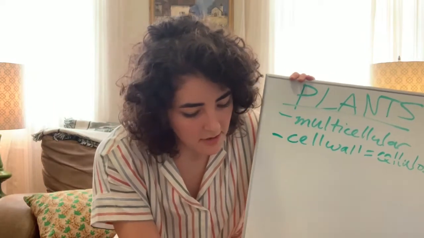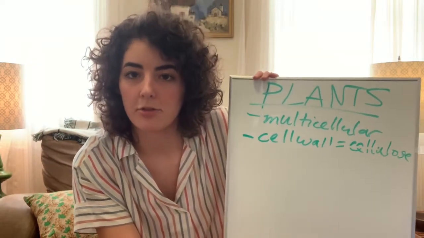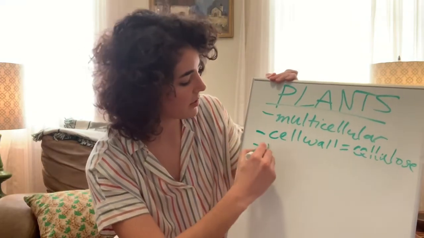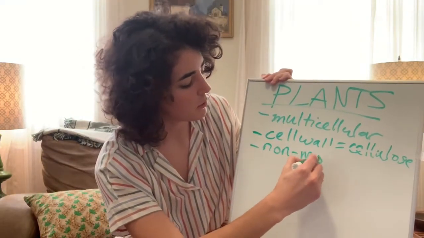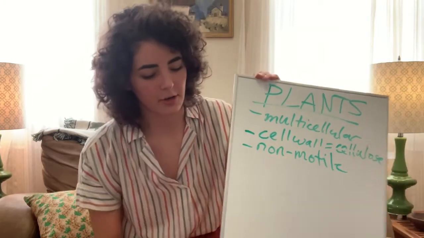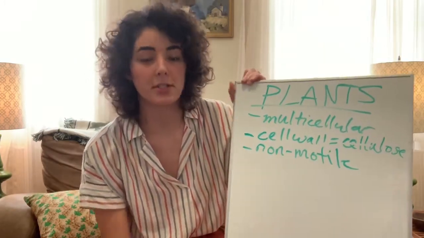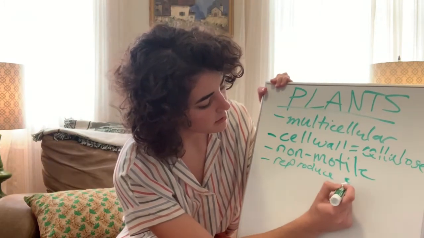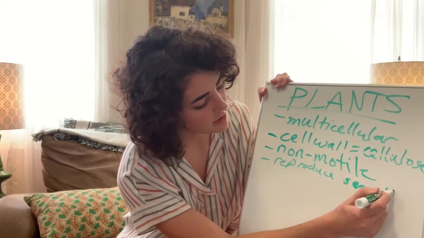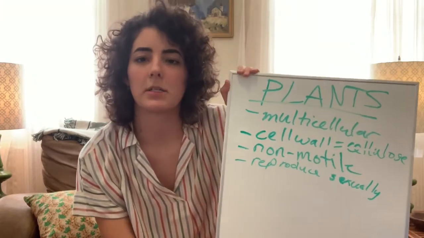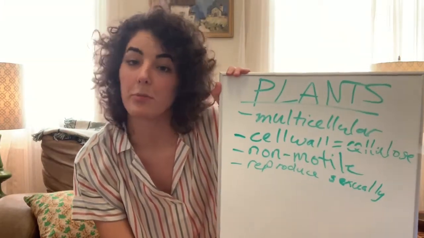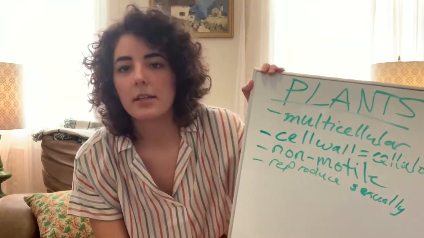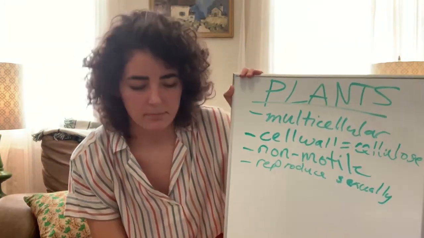So what else? Plants are non-motile, so you will never see a fern get up and walk away because it can't. So plants are non-motile. It's another characteristic. They reproduce sexually, not asexually. And we are going to talk extensively about plants' reproductive systems. Get excited. A little bit today, and then a little bit on Friday, I think.